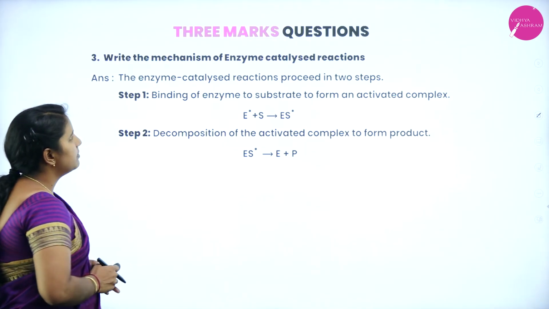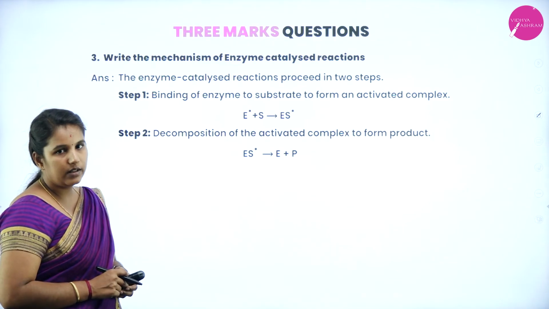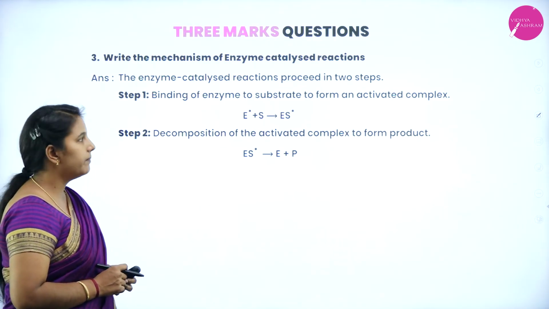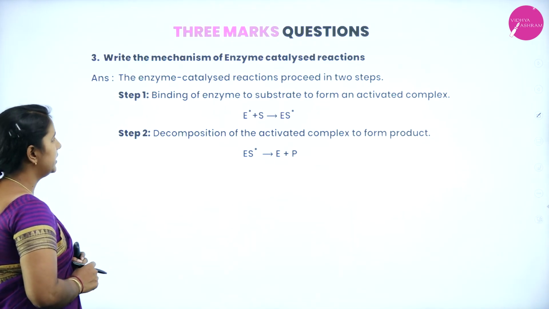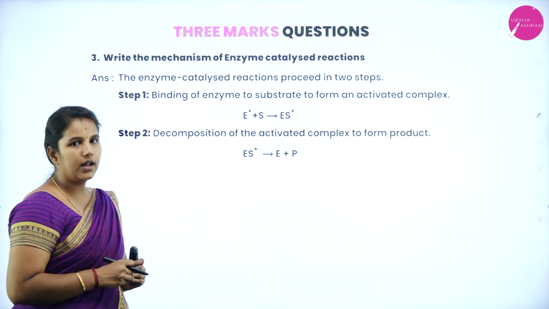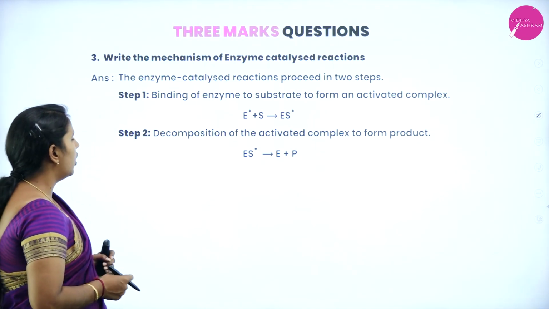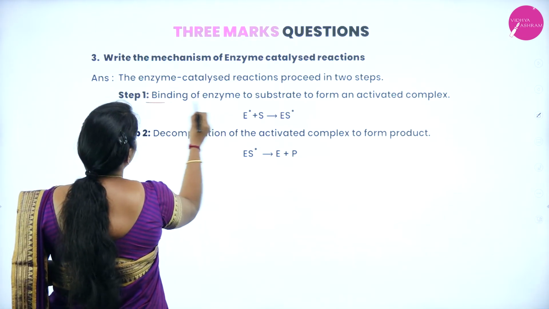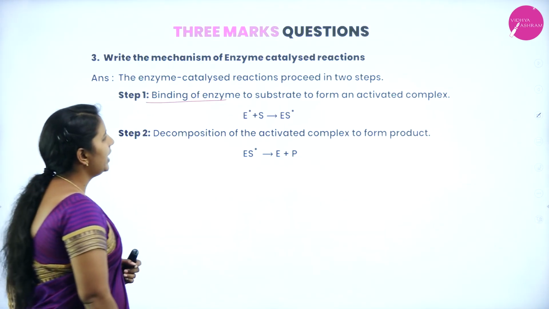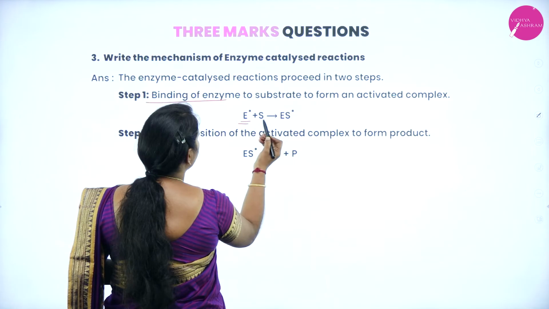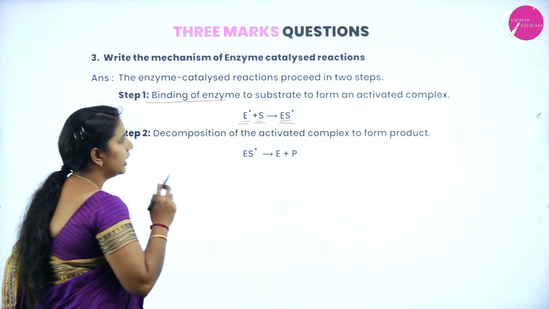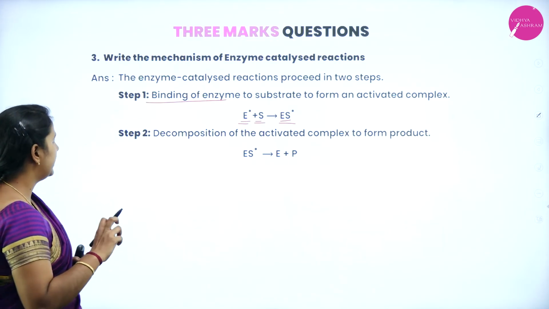We have one more question in the 3 marks. Write the mechanism of enzyme catalyzed reaction. So here you need to write the 2-step mechanism to get 3 marks. We all know how the enzyme and the substrate complex are formed. So the first step is the binding of enzyme to substrate to form an activated complex. So this is our enzyme combining with the substrate to form an enzyme substrate complex, that is the activated one.